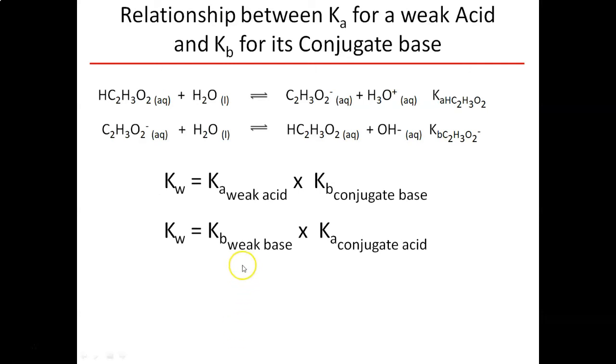Likewise, the ionization constant for a weak base times the ionization constant for its conjugate acid is equal to Kw. So let's look at a couple of examples.